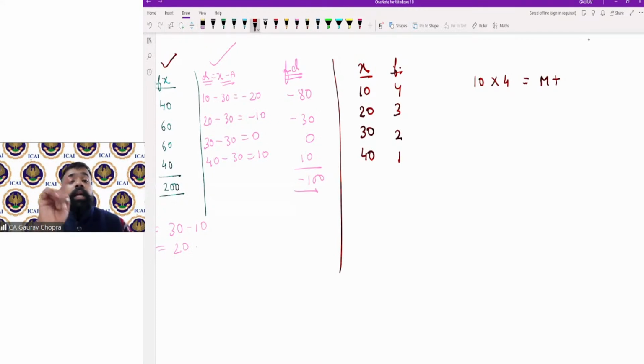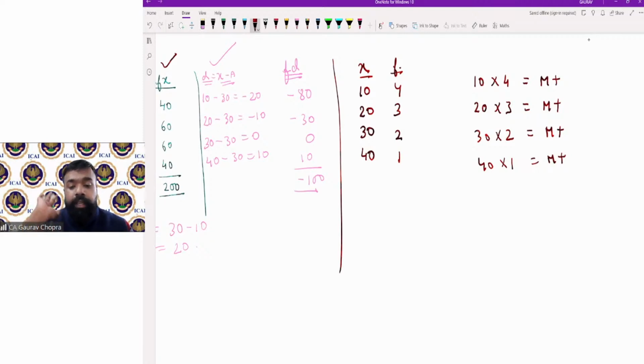So what we are doing? 10 को अपने 4 से मल्टीप्लाई किया, जो भी रिजल्ट आया उसको हमने मेमोरी में डाल दिया. m plus means memory. So you are adding this into the calculator's memory. कैलकुलेटर की मेमोरी में आपने ऐड कर दिया. Then 20 multiplied by 3 is equal to again m plus. 30 multiplied by 2 is equal to again m plus, and 40 multiplied by 1 is equal to m plus. So जो भी रिजल्ट आया है वो आपने मेमोरी में डाल दिया है.